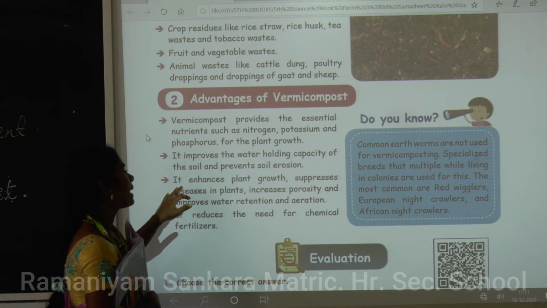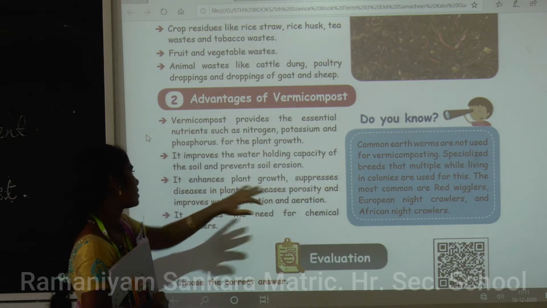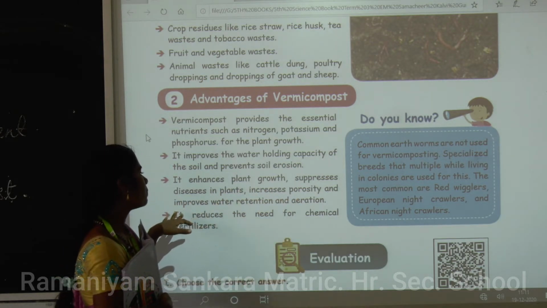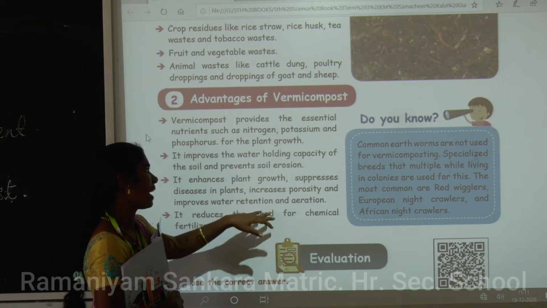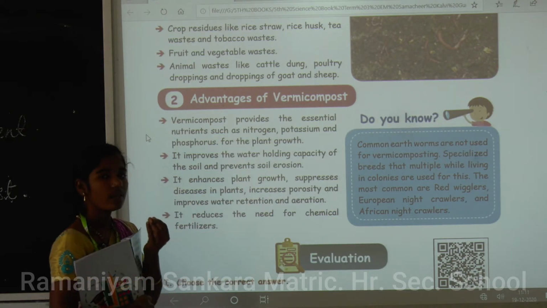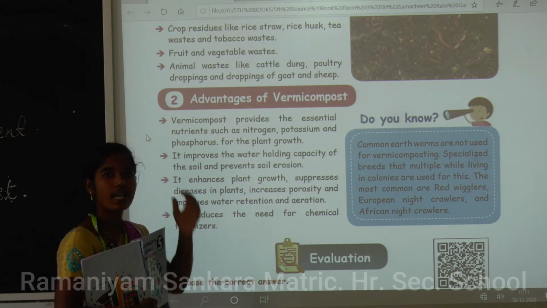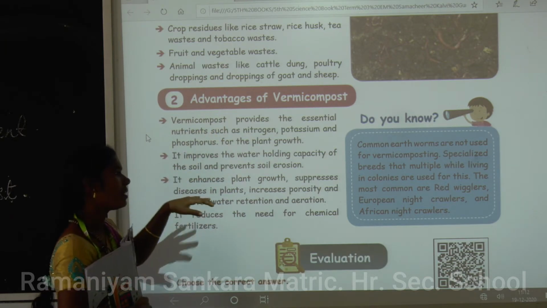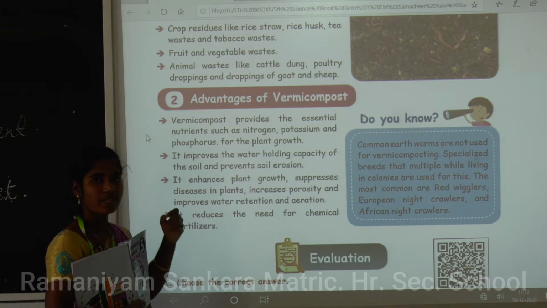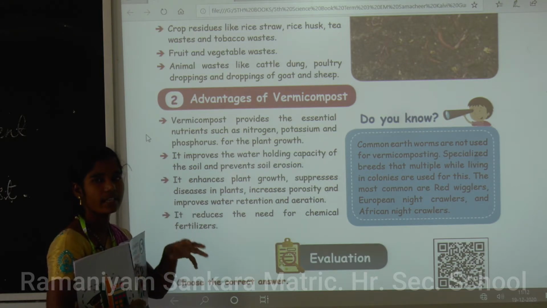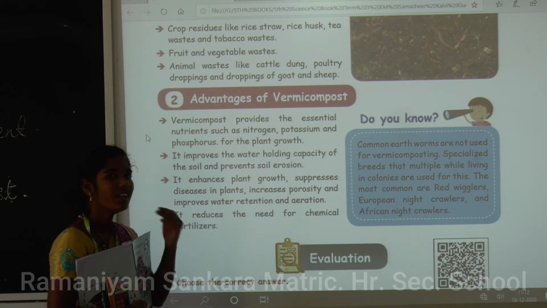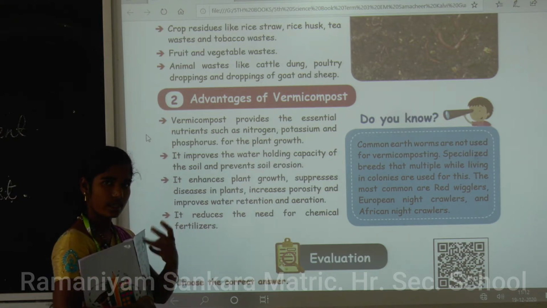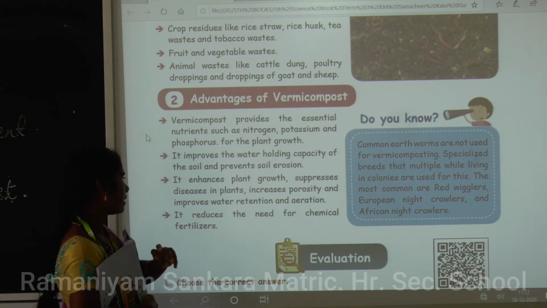Third one, it enhances plant growth, suppresses diseases in plants, increases porosity and improves water retention and aeration. So இதனால என்னென்ன, while we use the natural fertilizer, natural ஆன plants animal waste நம்ம யூஸ் பண்ணும்போது we can prevent many types of diseases. பிளான்ட்டுக்கும் டிசீஸ் வரும் இல்லையா, ஸோ அந்த மாதிரி பாக்டீரியல் டிசீஸ் எல்லாம் we can prevent it. Okay, and the plant will be healthy.